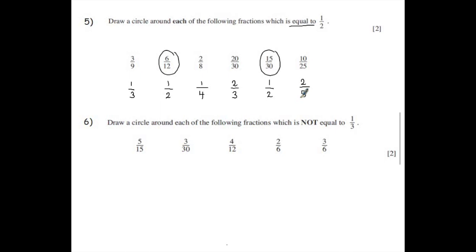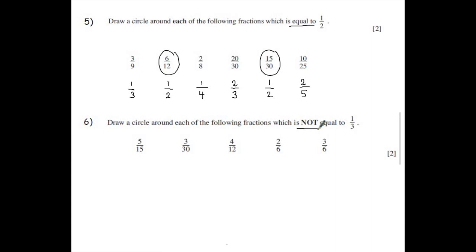So you need to work through the fractions given, simplify them down to check if they give the fraction in the question. Question 6 then, so draw a circle around each of the following fractions which is not equal to a third. So a lot of these fractions are going to be equal to a third, but we want to circle the fractions that are not equal.